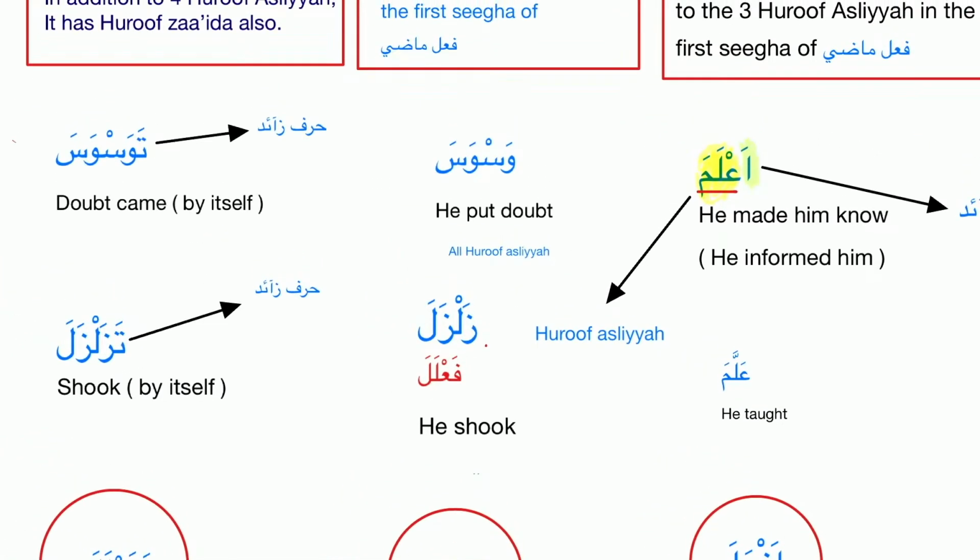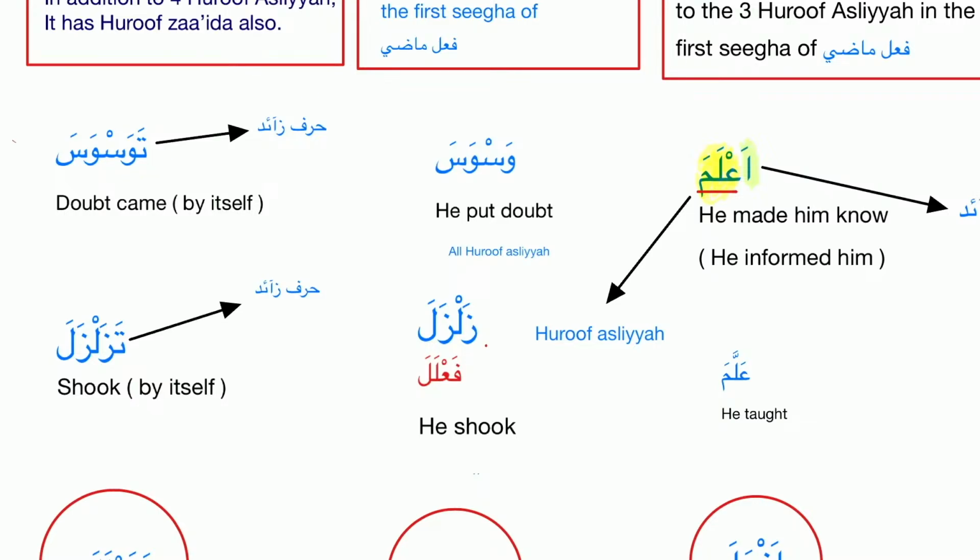Now the same one, waswasa, if you say tawaswasa, it means doubt came by itself in him. Waswasa means he put doubt, and tawaswasa means doubt came in his heart. Tawaswasa fi qalbihi. So the ta is the difference between waswasa and tawaswasa. Waswasa is rubai mujarrad, and tawaswasa is what? Rubai mazidun fihi, because the ta is extra.